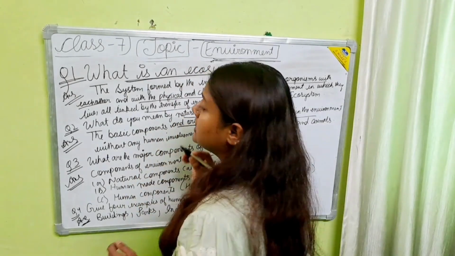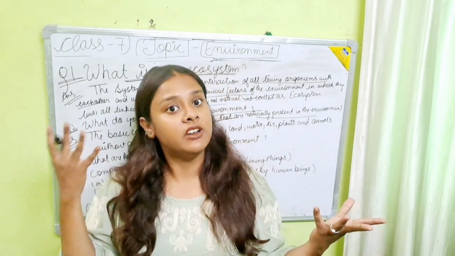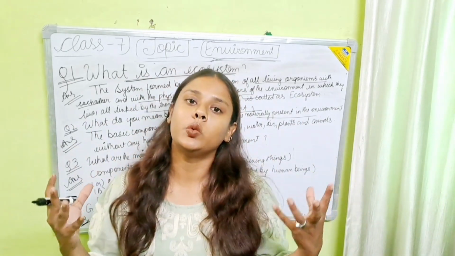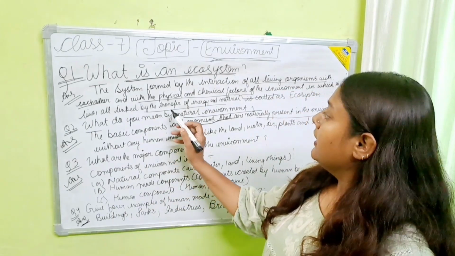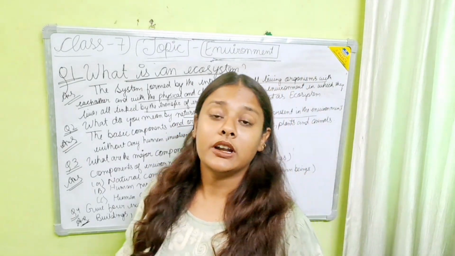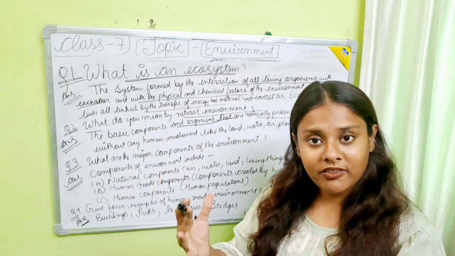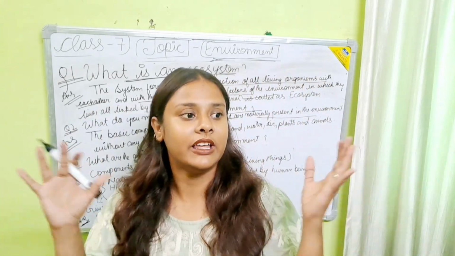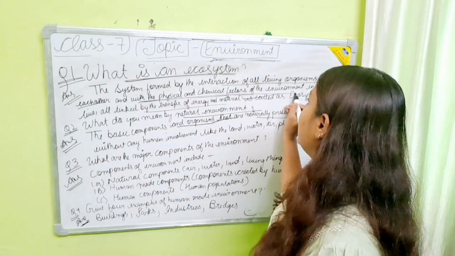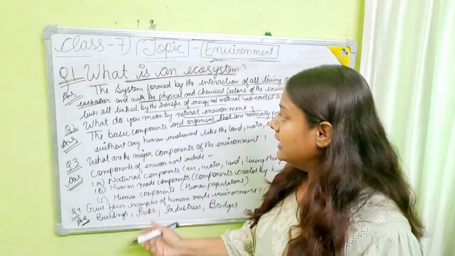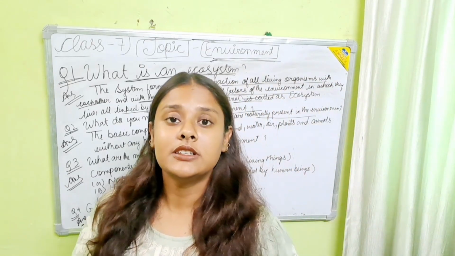What is an ecosystem? When we talk about ecosystem, it is the system formed by the interaction of living organisms with each other and also with the physical and chemical components in which they live, linked by the transfer of energy and material. It basically means the interaction of all the living organisms with each other. When they interact with each other, they are interdependent on each other, and with the physical and chemical factors of the environment in which they live, all linked by the transfer of energy and material. It is called an ecosystem.